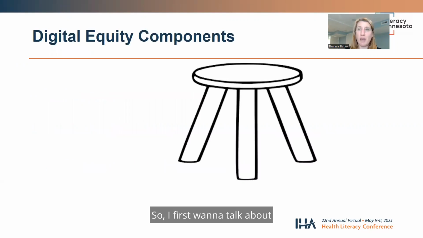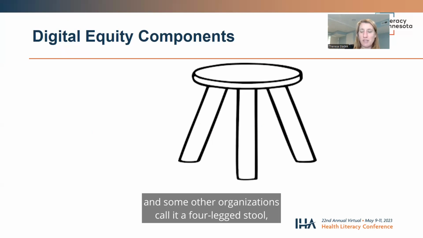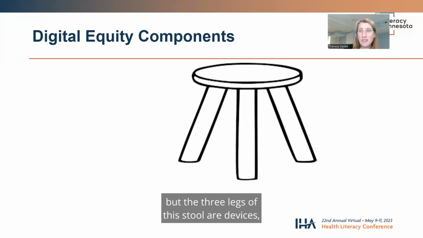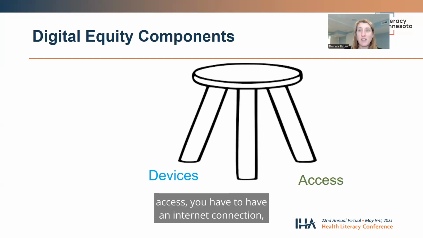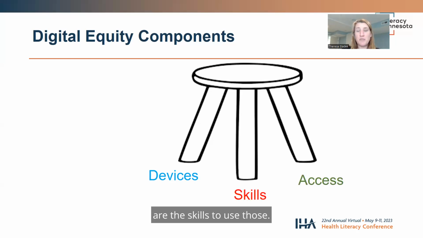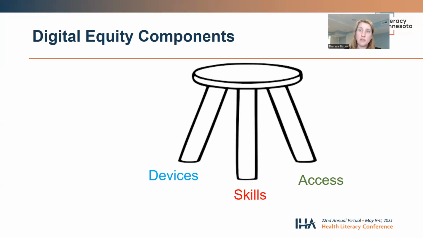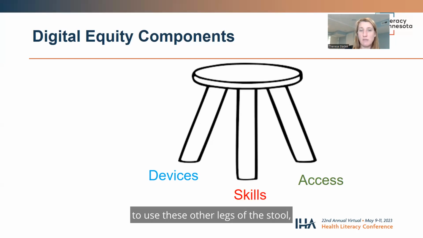When we talk about digital equity, we like to think of it as a three-legged stool. Some other organizations call it a four-legged stool, but the three legs of the stool are devices, so you have to have a device; access, you have to have an internet connection; and then the thing that's often forgotten, the skills to use those. If I give someone a laptop and a strong internet connection, and they don't know how to use it, it's really useless, right? So we need to be able to provide people the skills to use these other legs of the stool. Otherwise, our stool falls over.